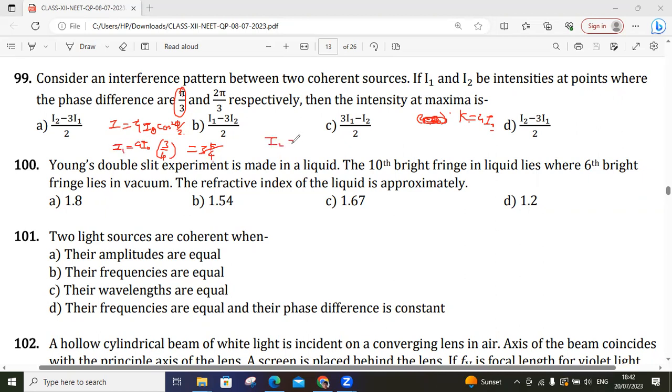And I2 will be 4 I naught cos square, this is 2 pi by 3, pi by 3 is 60 degree. Cos 60 is 1 by 2. Then you will get 1 by 4 actually. You will get k by 4. But they are asking what is k, in terms of I1 and I2. So we have to do something to get k. So how to get?